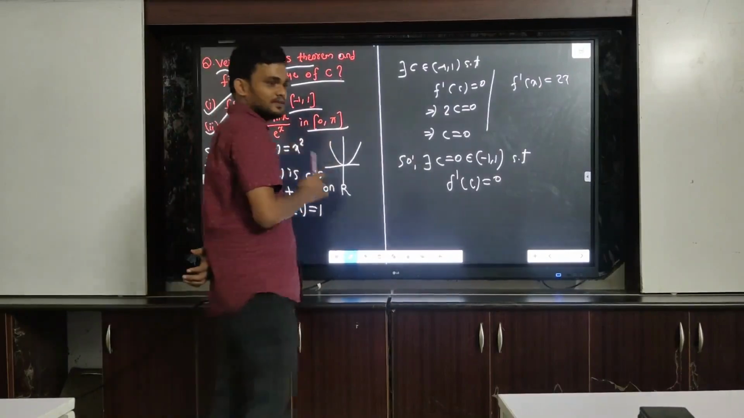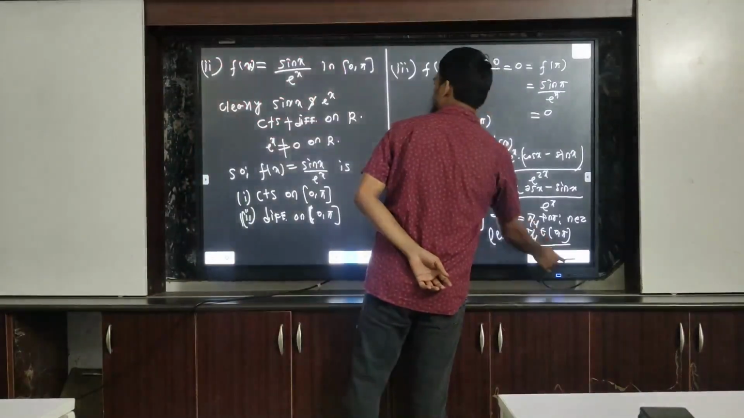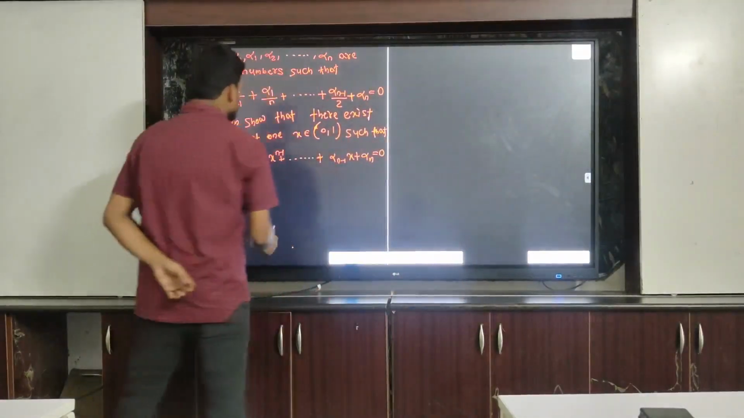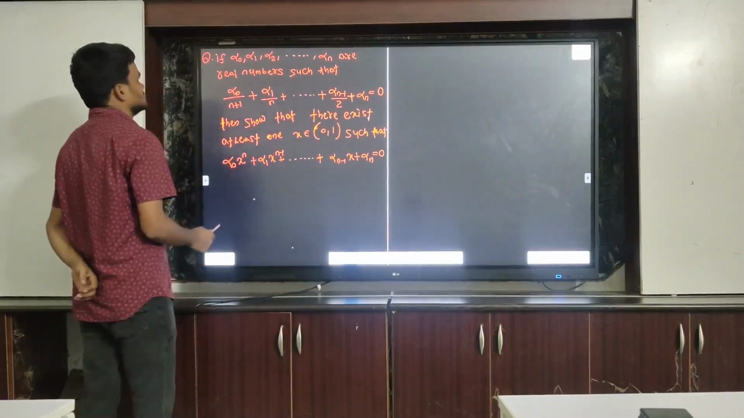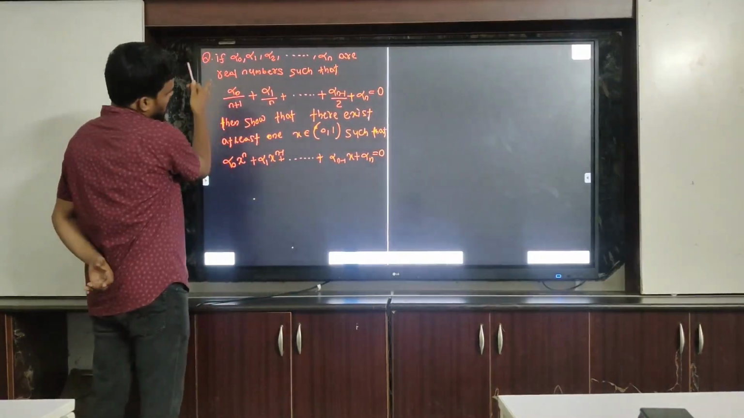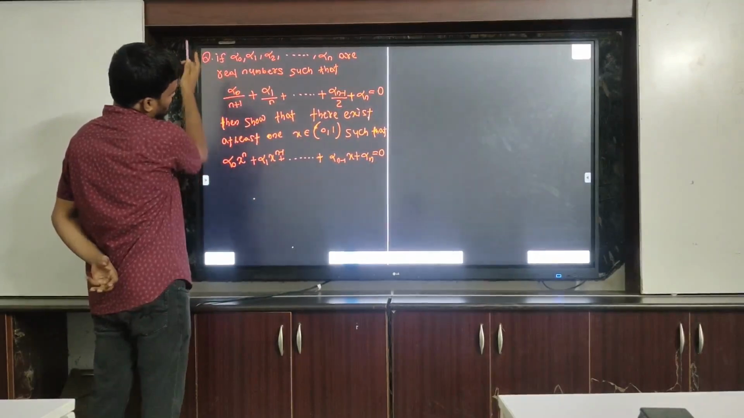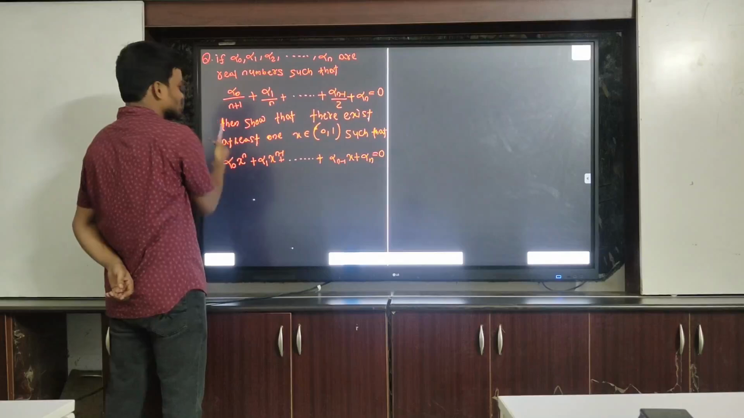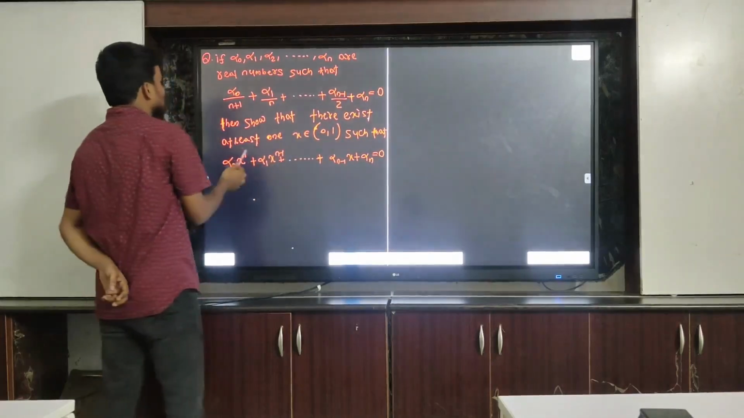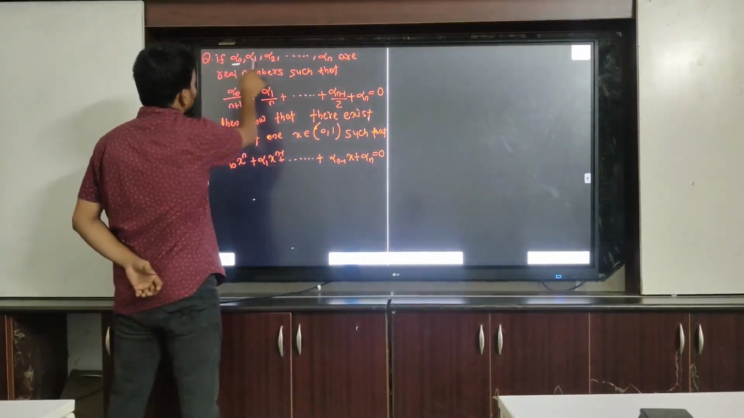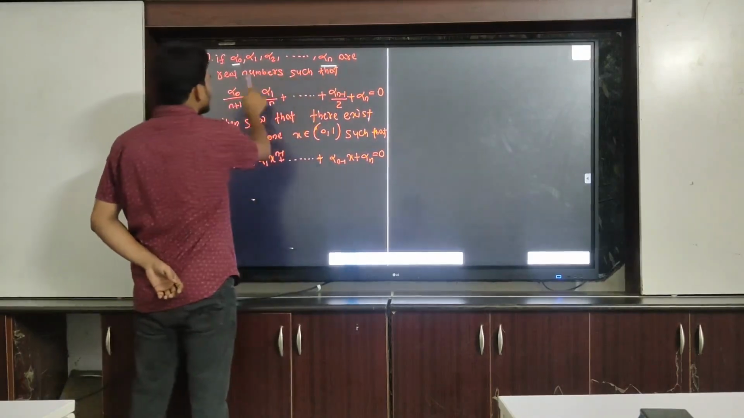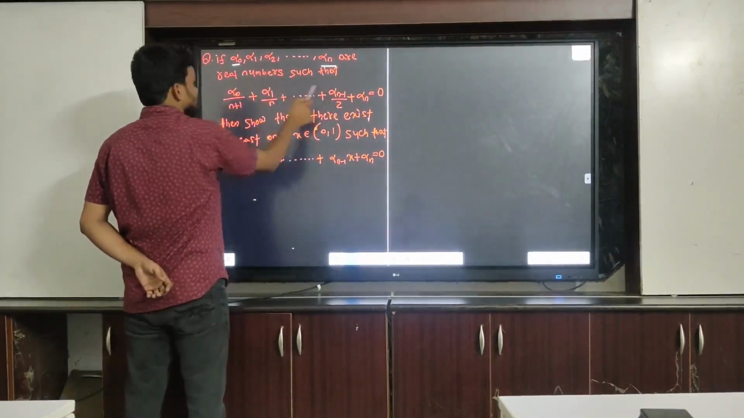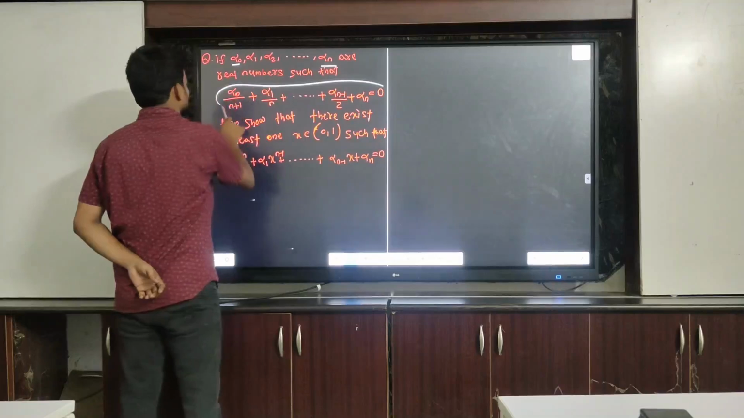Let's do some competitive questions. This is the most important question. Just understand, the topper part is the language. You have to understand what this question is exactly asking. Then the solution is easy actually. Let's understand: if alpha 0, alpha 1, alpha 2, up to alpha n are real numbers such that this condition is satisfied, okay.